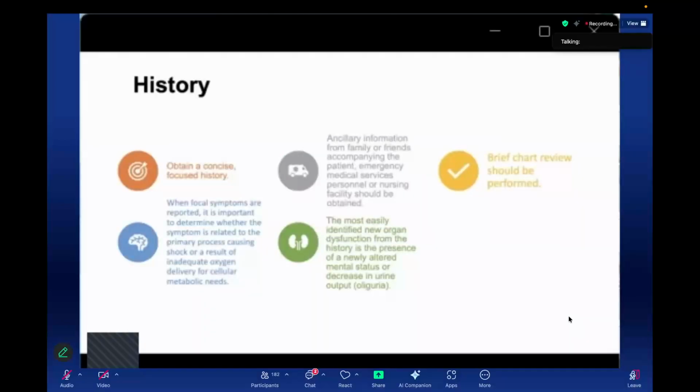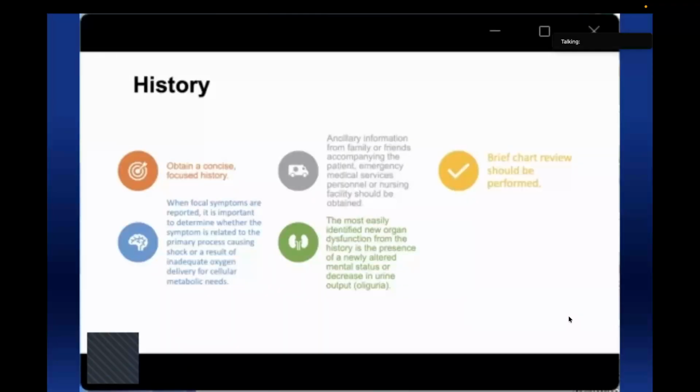Now, let's go to your history. Obtaining a concise focus history. When focal symptoms are reported, it is important to determine whether the symptom is related to the primary process causing shock or is a result of inadequate oxygen delivery for cellular metabolic needs. Ancillary information from family or friends accompanying the patient, emergency medical services personnel, or nursing facility should be obtained as well.